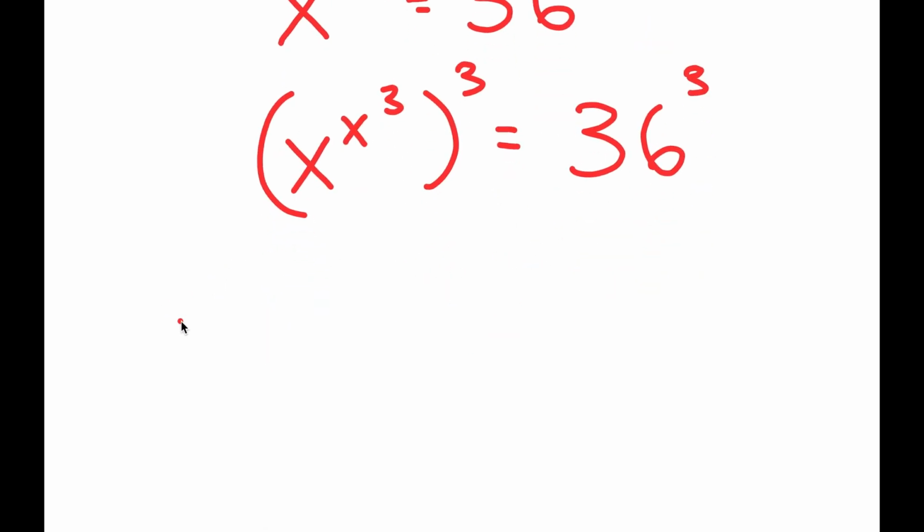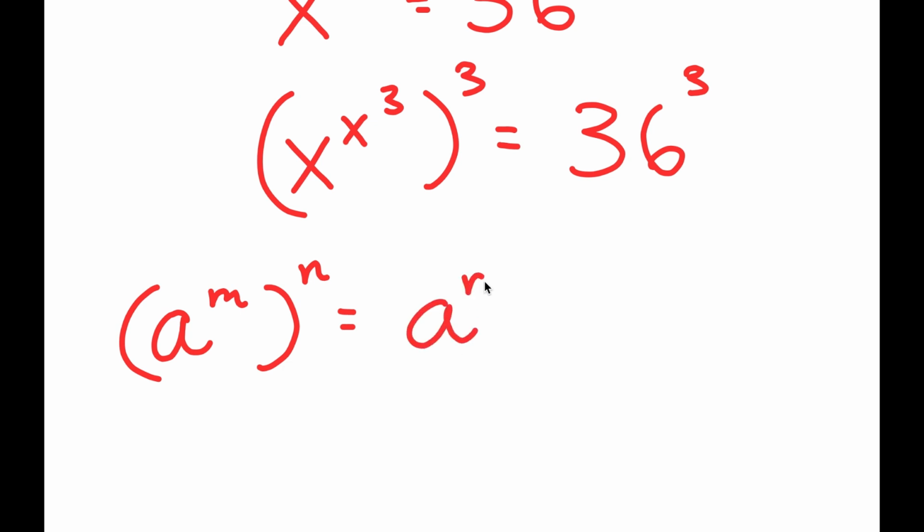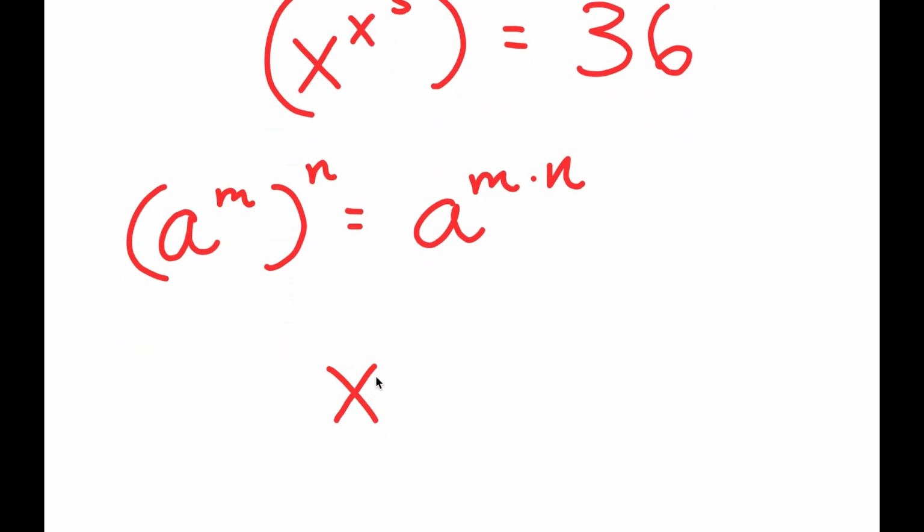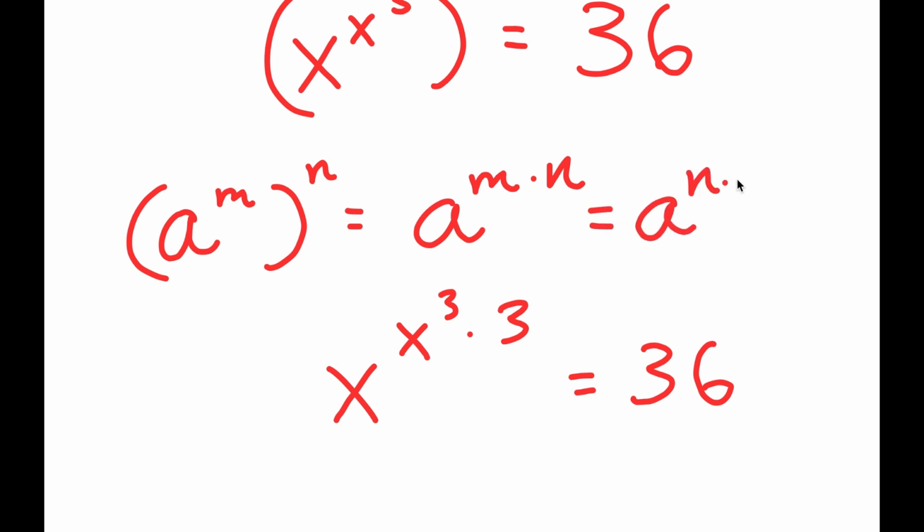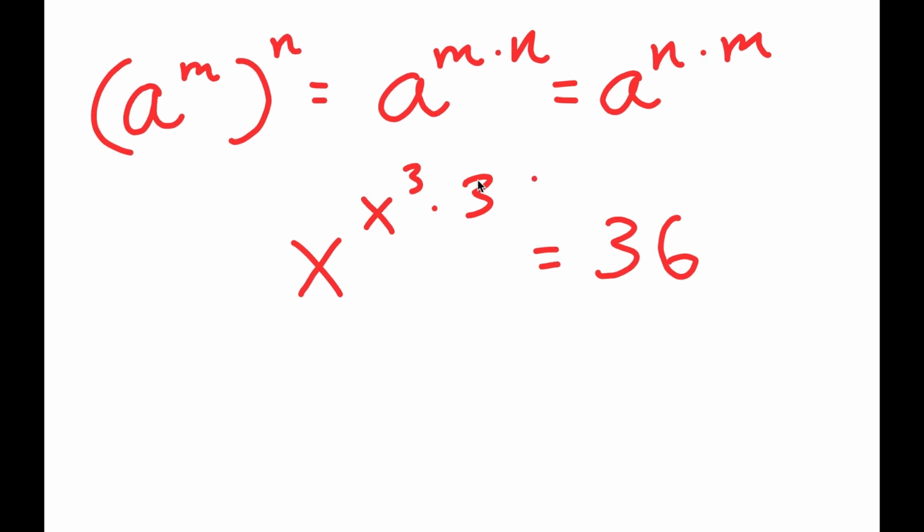Now, if I have something in the form a to the power of m to the power of n, this is equal to a to the power of m times n. So x to the power of x to the power of 3 to the power of 3 is going to be equal to x to the power of x to the power of 3 times 3. Now, a to the power of m times n is the same thing as a to the power of n times m, right? So x to the power of x to the power of 3 times 3 is the same thing as x to the power of 3 times x to the power of 3.